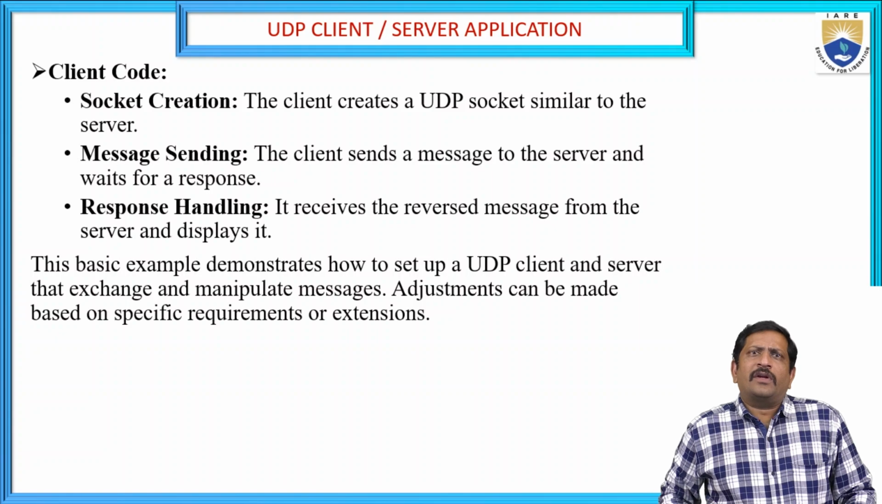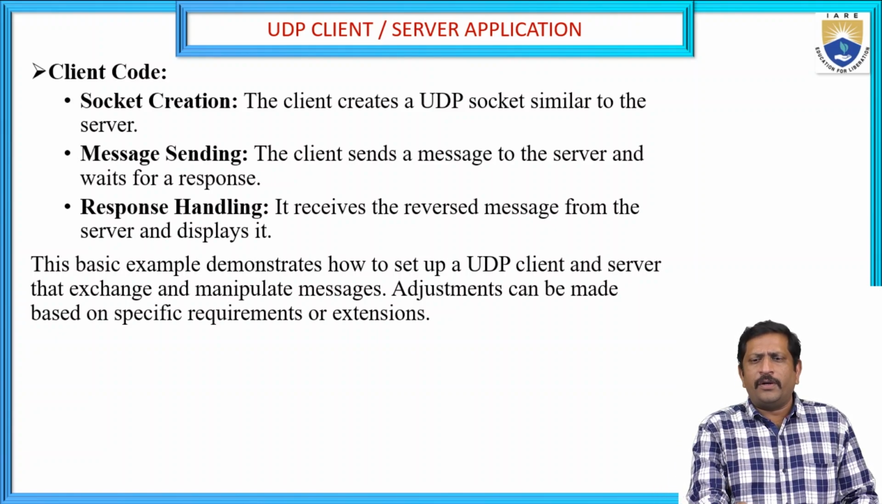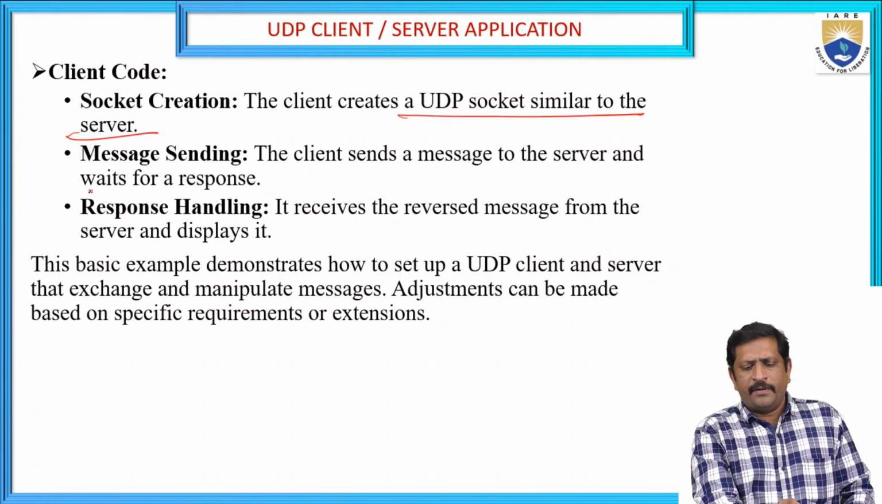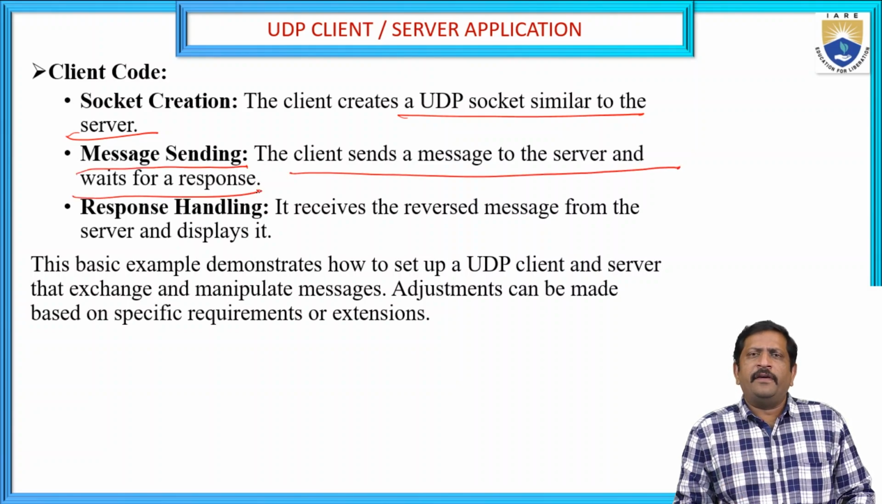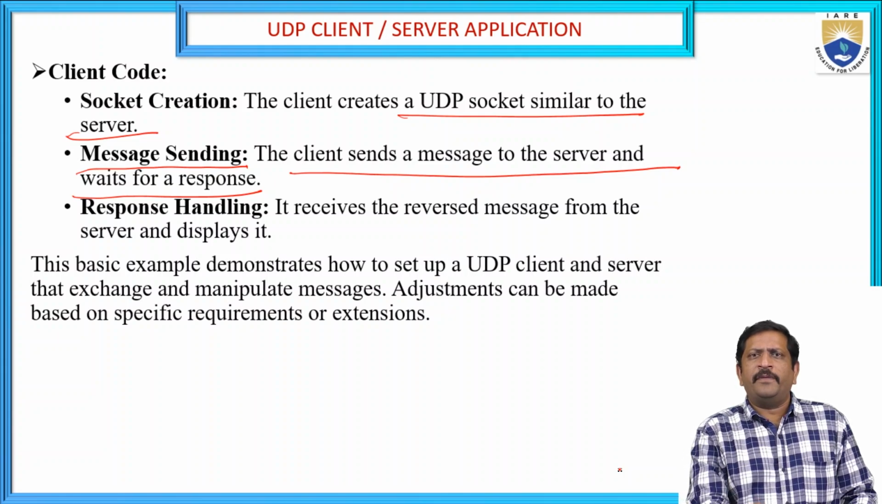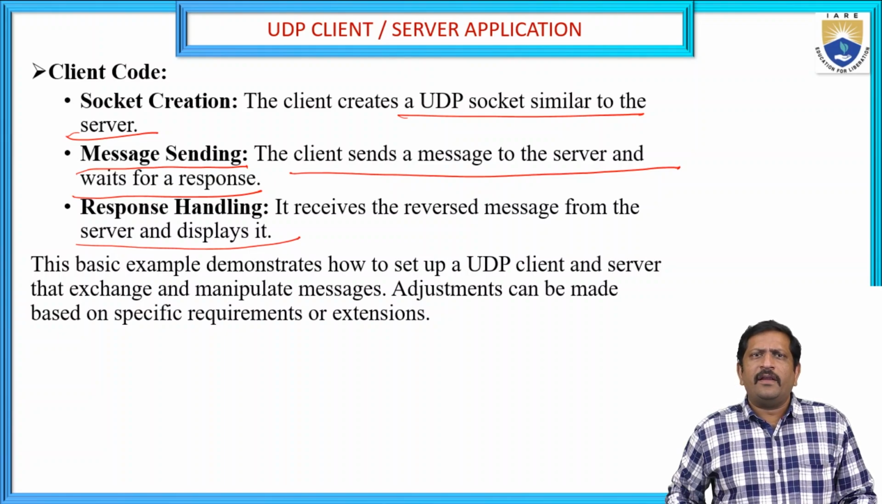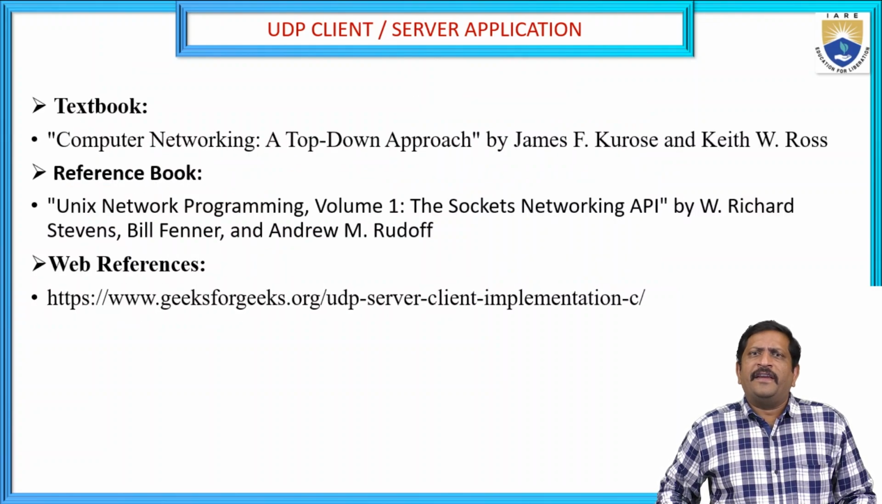Client code means socket creation: the client creates the UDP socket, which is similar to the server. Message sending means the client sends a message to the server and then waits for the response. Response handling means the client receives the reversed message from the server and displays it. This basic example demonstrates how to set up a UDP client server, exchanging and manipulating messages between the client and the server.